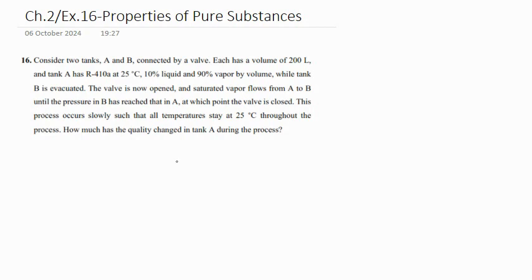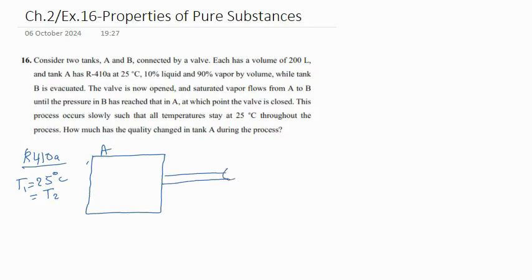Good day everyone. In this exercise 16 we have two tanks, A and B, at 25 degrees Celsius. Tank A is connected via valve to tank B, where both have a volume of 200 liters.